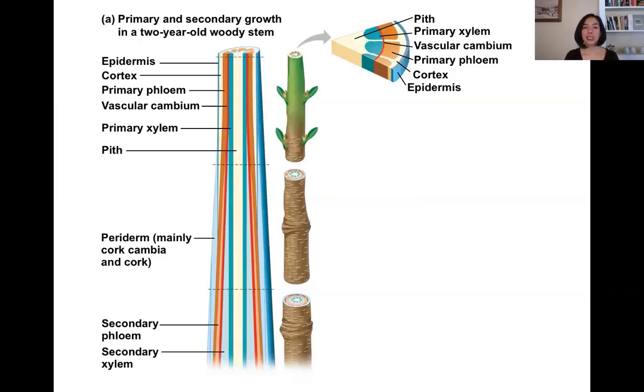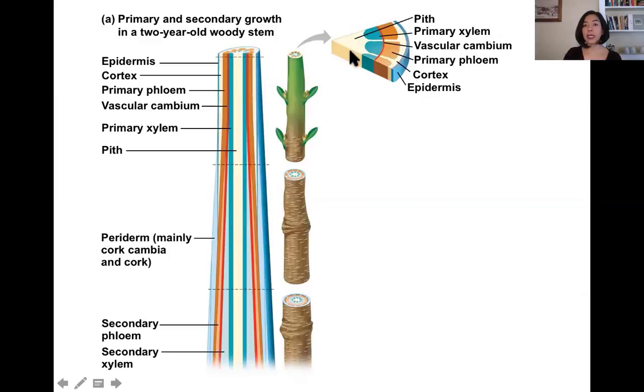Now let's take a look at this figure and see what happens when we have a baby tree. So this is a stem that is growing, or it could be a branch. But imagine this is a baby tree that is just growing for a couple of years. And this is this year's growth. So in this year, if we make a cross section, we'll see this organization.